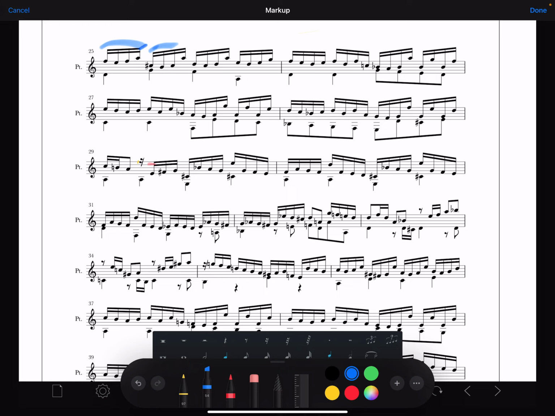I'll play the audio so we can hear what we're analyzing, and this will be right at the beginning of measure 25.